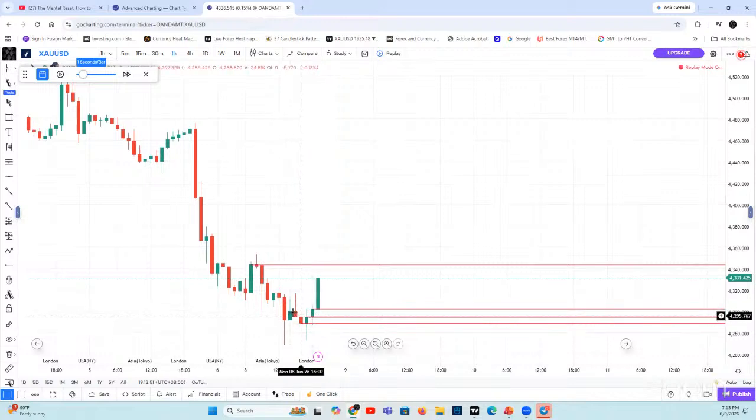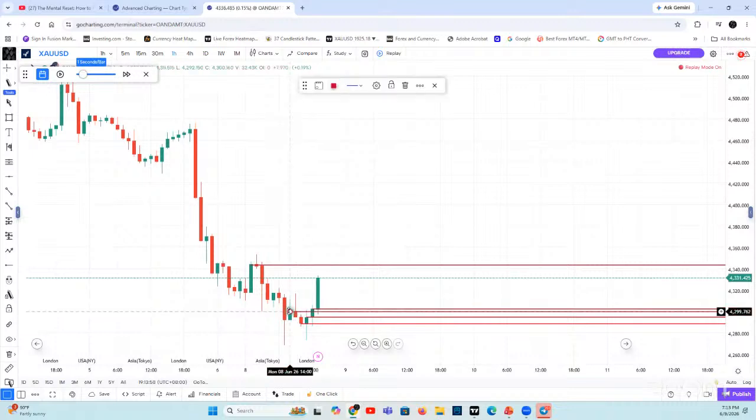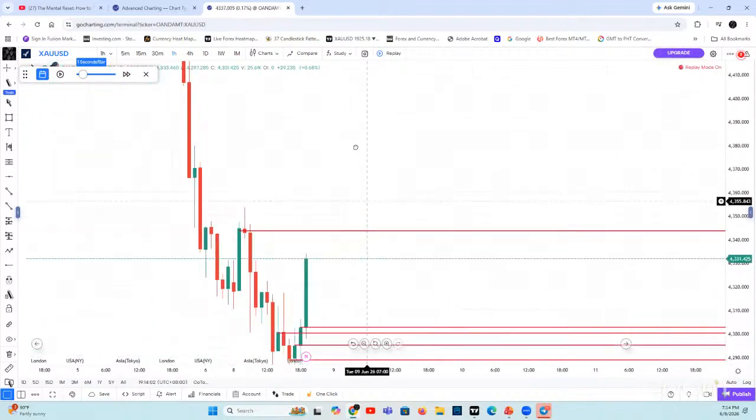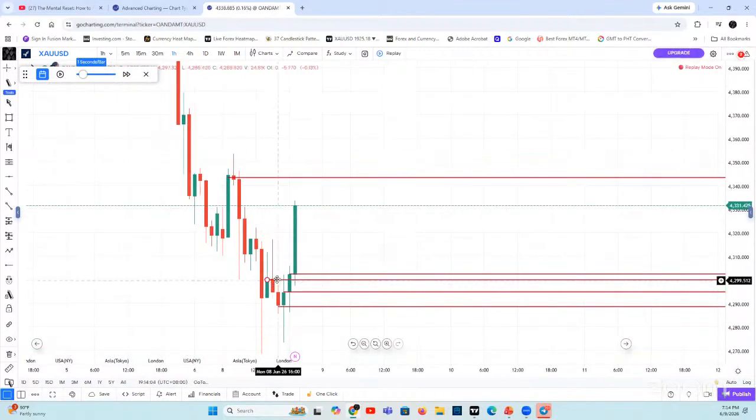Now, look what happened, guys. This is green, red, resistance. But now it's broken. You see, red, green, red, resistance. We see it taps that, goes down. But now it's broken. Now it's acting as support. This candle touched this support and went up there to the moon. That's it.